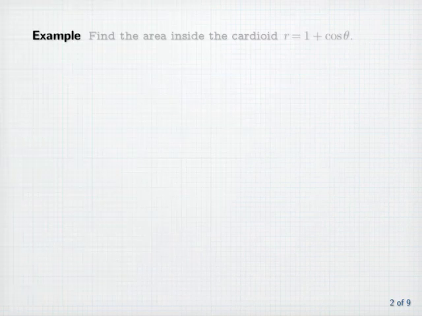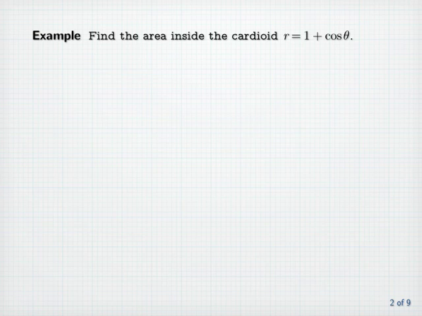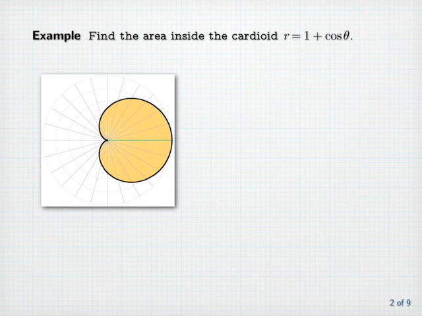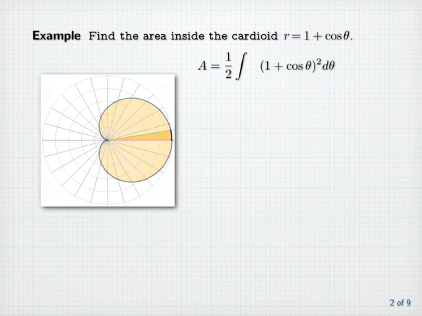Example. Find the area inside the cardioid r equals 1 plus cosine theta. Here's the region whose area we want to find. The integrand in the integral for the area will be 1/2 of 1 plus cosine theta quantity squared. The region is swept out as theta goes from 0 to 2 pi. So we integrate from 0 to 2 pi.